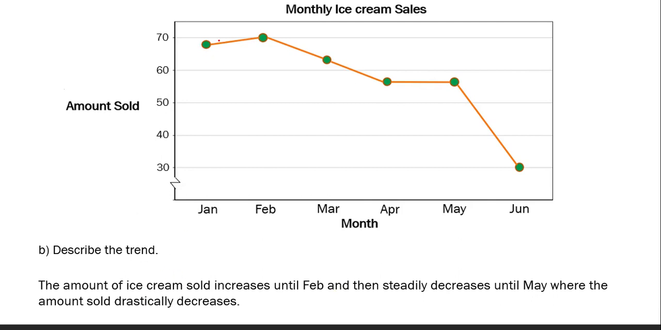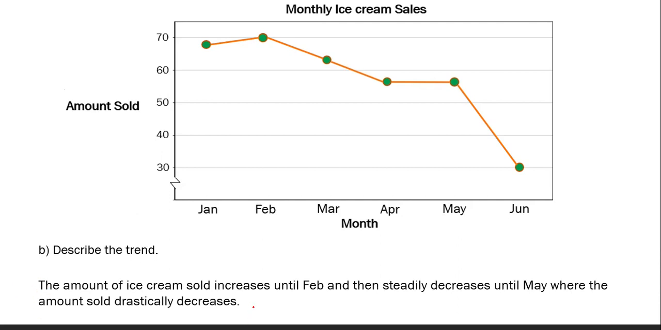So this is saying the amount of ice cream sold increases until Feb, and then it has a steady decrease until it reaches May, where the amount sold drastically decreases. Okay, so you could say that it has a general downwards trend because it's going down. But in terms of an answer, I would say something like this.